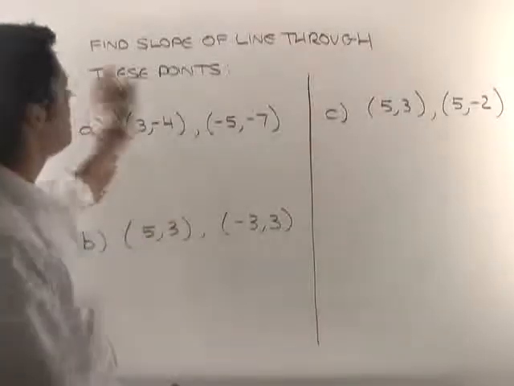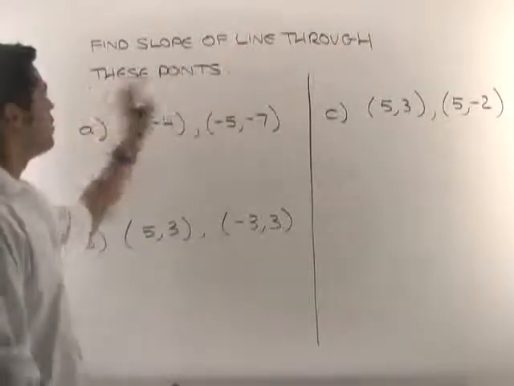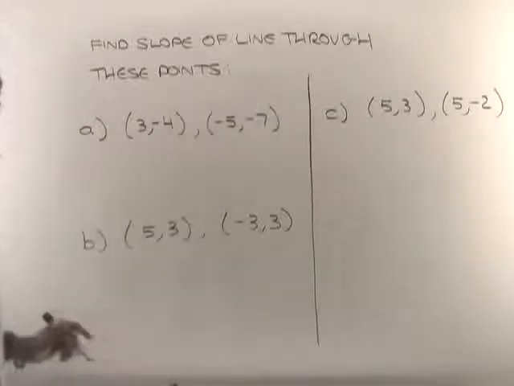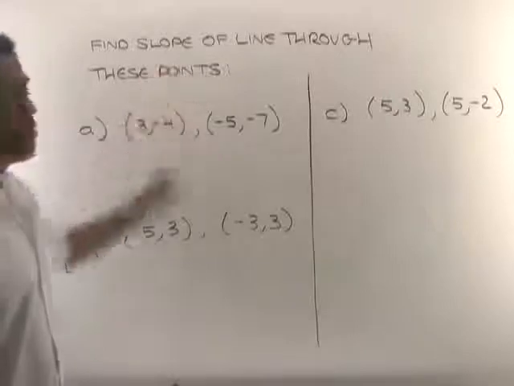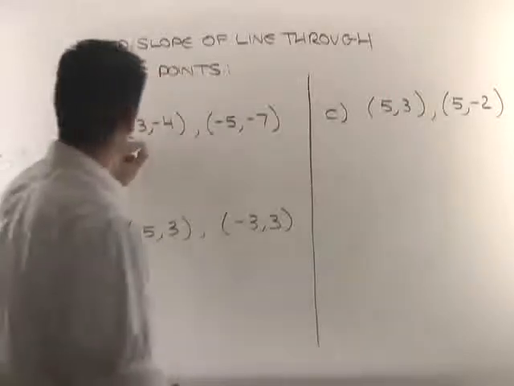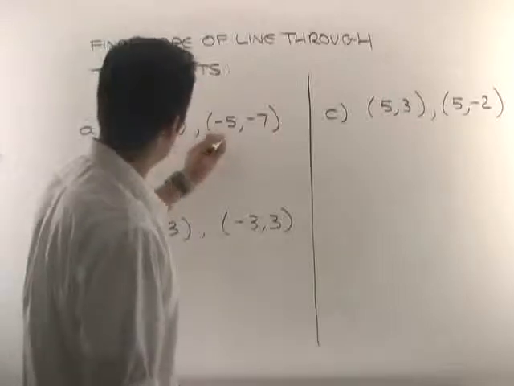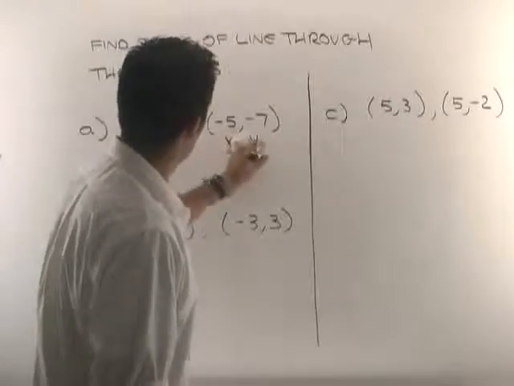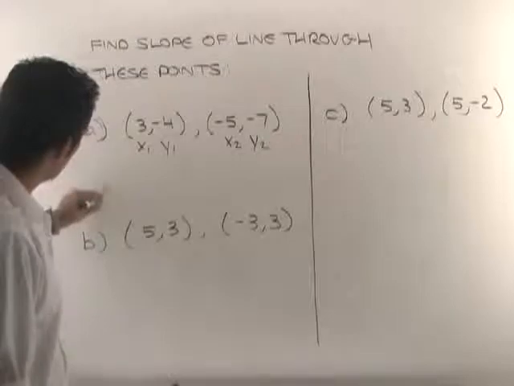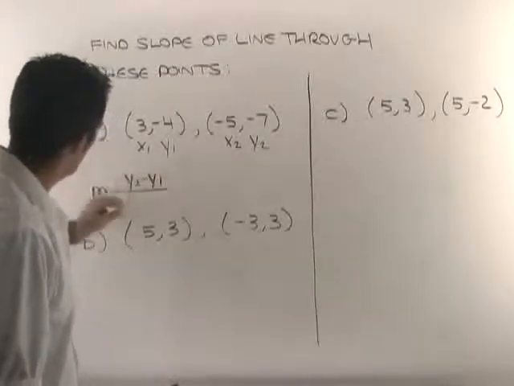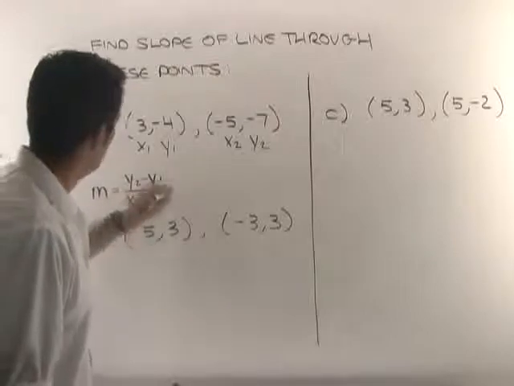Okay, here we're going to be asked to find the slope of the line that goes through these points. So we have three problems here to work. Let's work this first one. In order to find the slope, we're going to use our formula. Our formula requires that we identify each point as x1, y1, x2, y2. And then we use the formula that m, the slope, is y2 minus y1 over x2 minus x1.